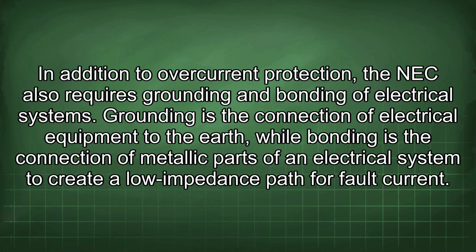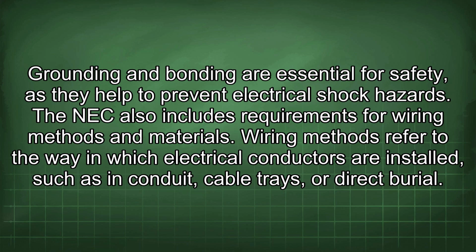In addition to overcurrent protection, the NEC also requires grounding and bonding of electrical systems. Grounding is the connection of electrical equipment to the earth, while bonding is the connection of metallic parts of an electrical system to create a low impedance path for fault current. Grounding and bonding are essential for safety, as they help to prevent electrical shock hazards.